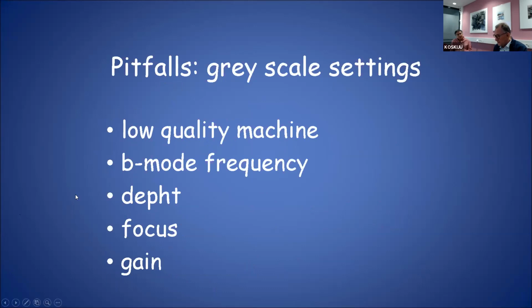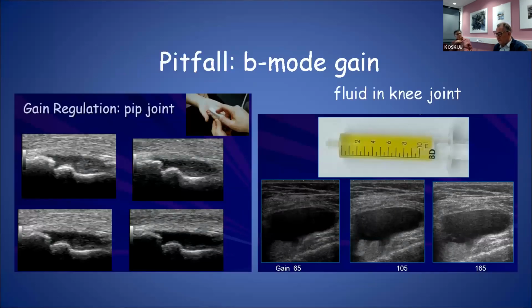Pitfalls using grayscale. I hope you and I will have good quality machines. If you have low quality, the image is always worse. Then choose the right frequency of B-mode, a good transducer, and use good depth, focus and gain. So you have to adjust the machine in a proper way. For example, if you regulate the gain, as you see here, it seems that in the PIP joint there is proliferation.